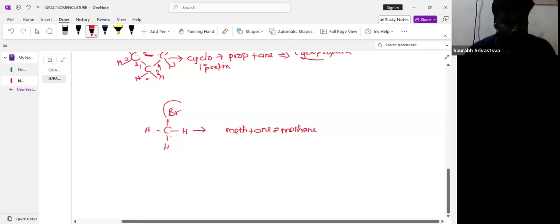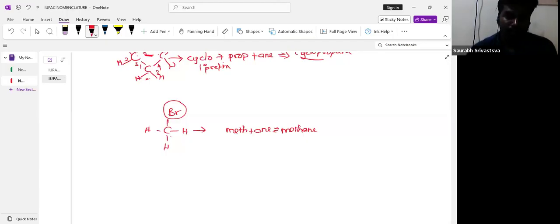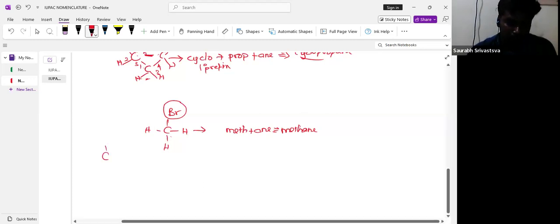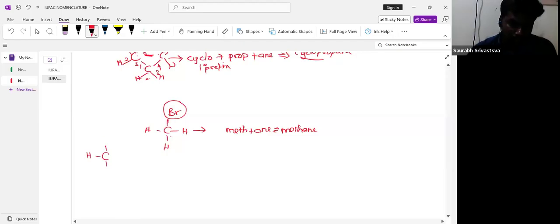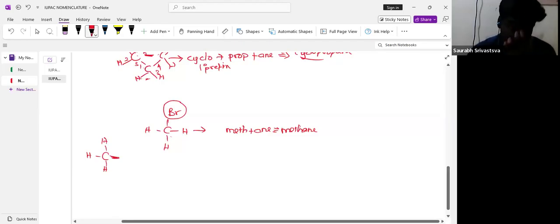Here we added bromine. Then how can we name the compound? If it is only one carbon attached by 3 hydrogen atoms, and here some other atom is attached, then we have to write methyl. Meth is the root word. And it is not completed, because hydrogen is not there, so you have to write "yl": methyl. After that you add your bromine. Suppose you are adding bromine, then you should write methyl bromide.